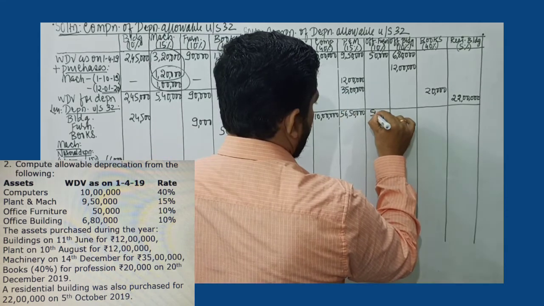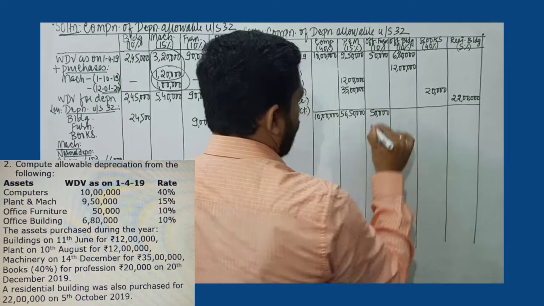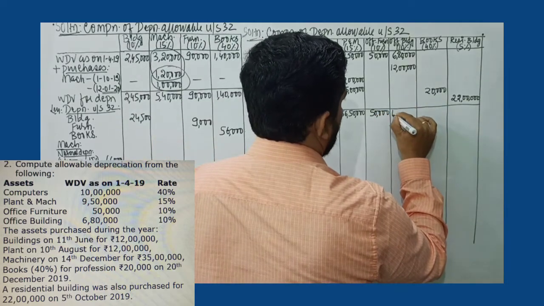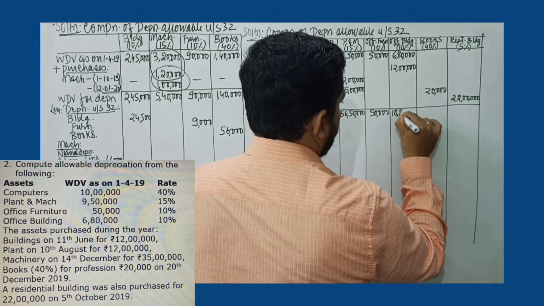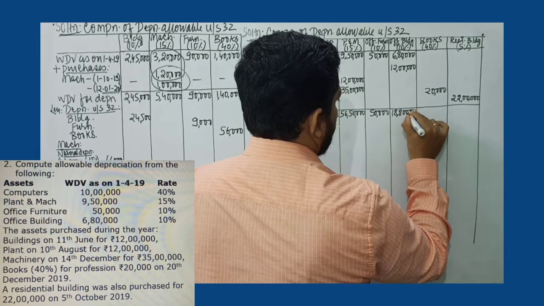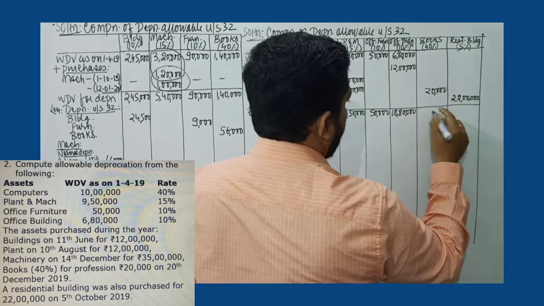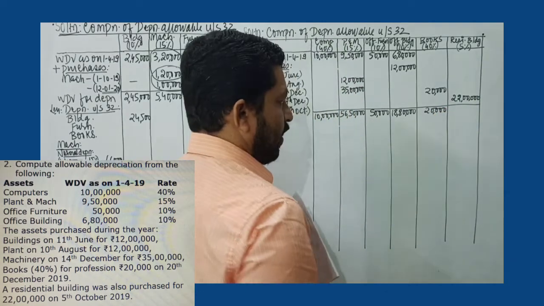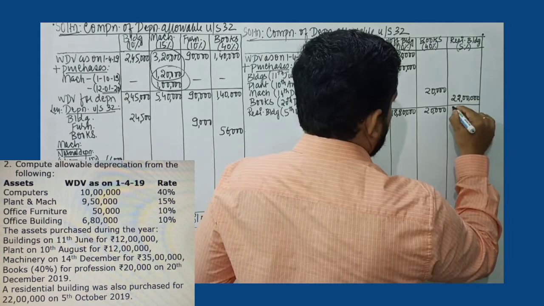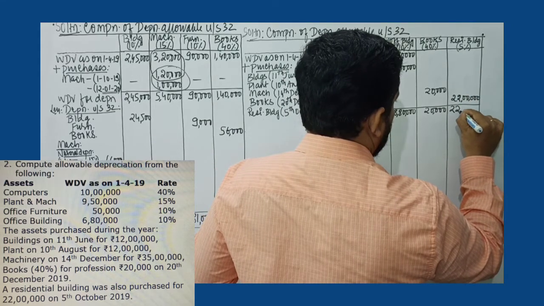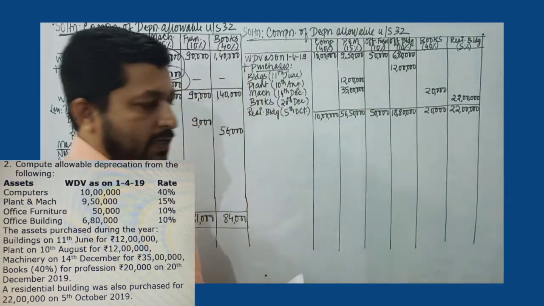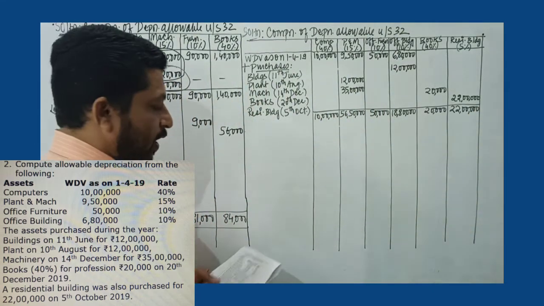No change in office furniture. The block value is 50,000. Office building put together is now 18 lakh 80,000. As far as books is concerned, there was no opening value. So the block value of books is 20,000. So also no opening value for residential building purchased during the year. The block value is 22 lakhs. So these are the block values now.